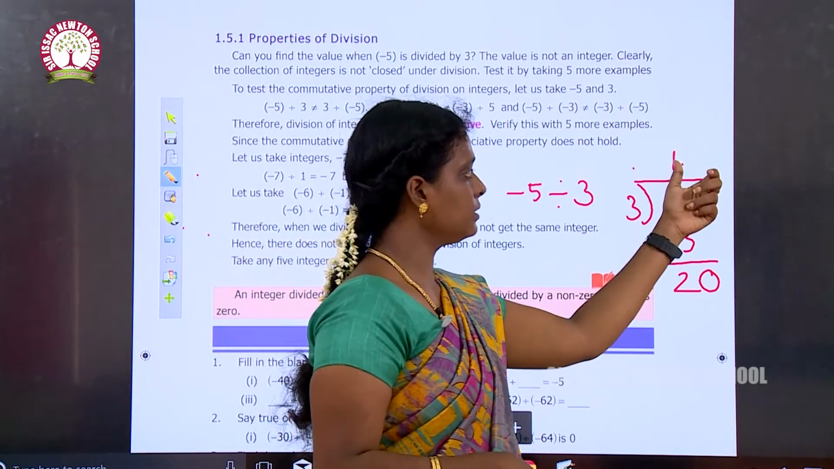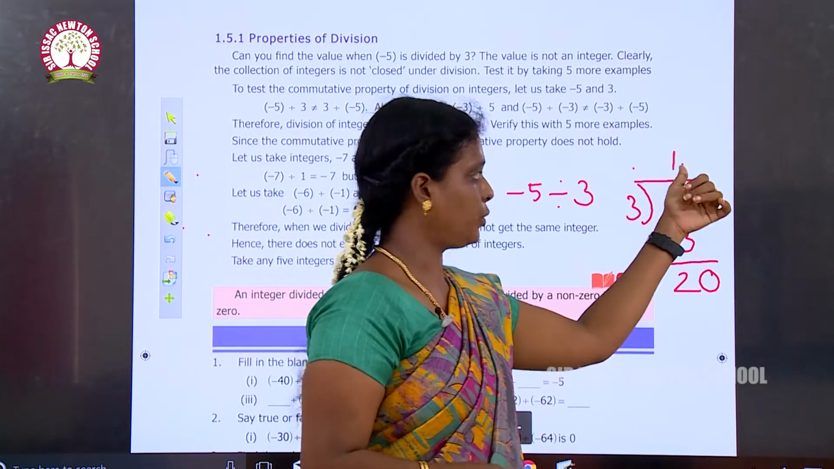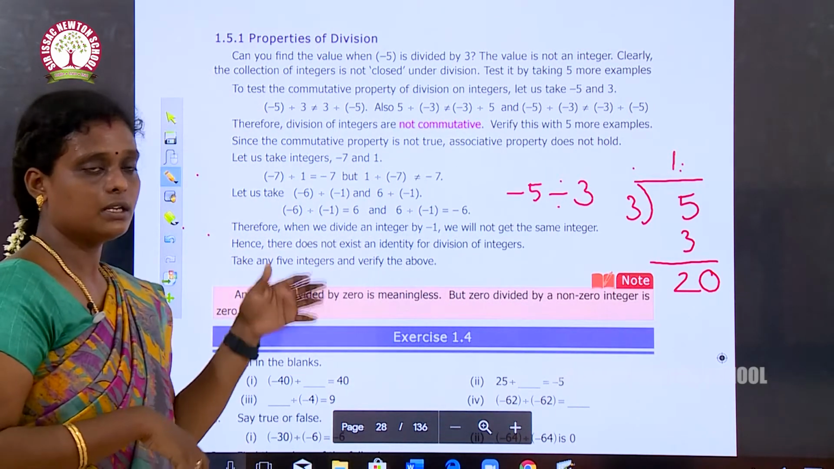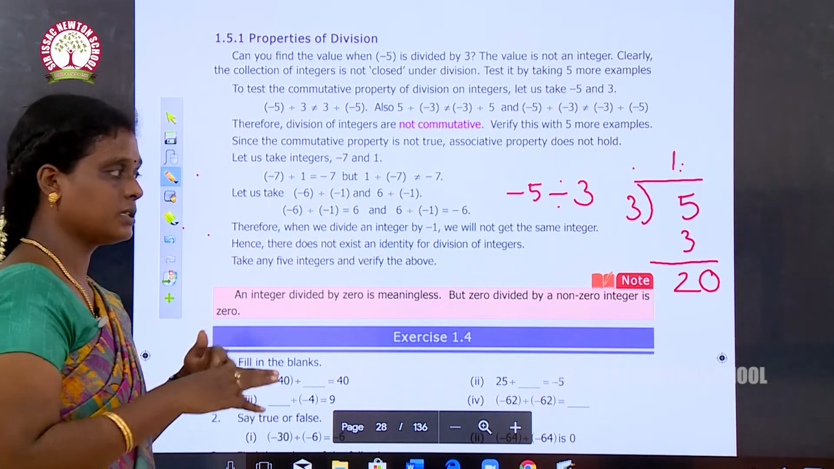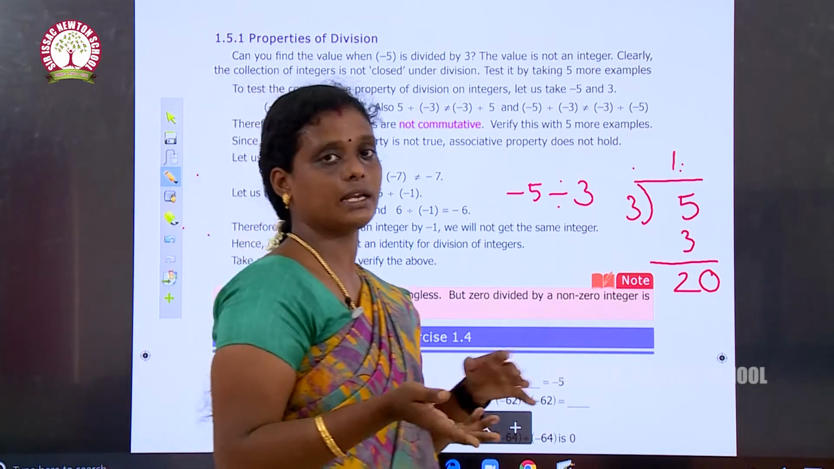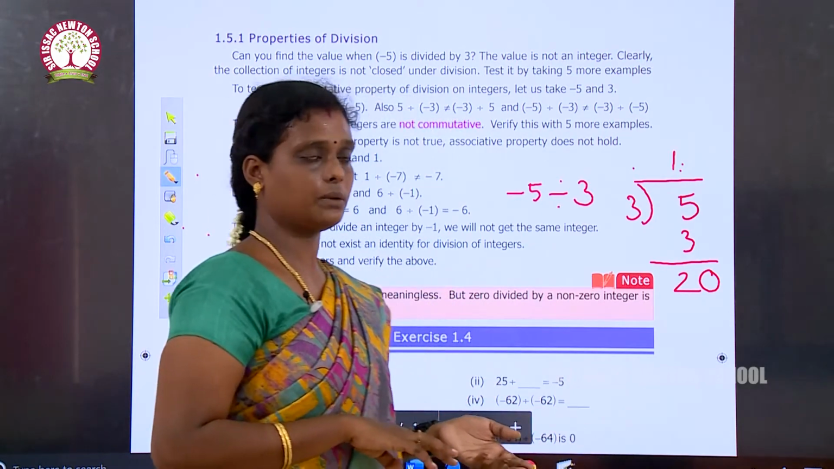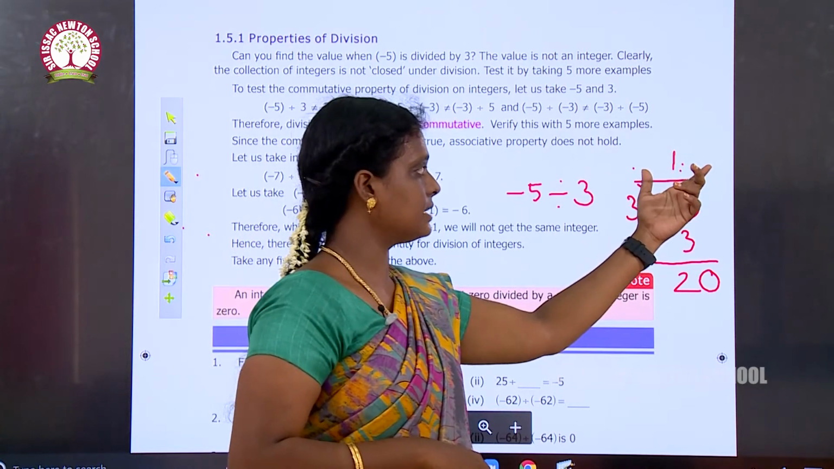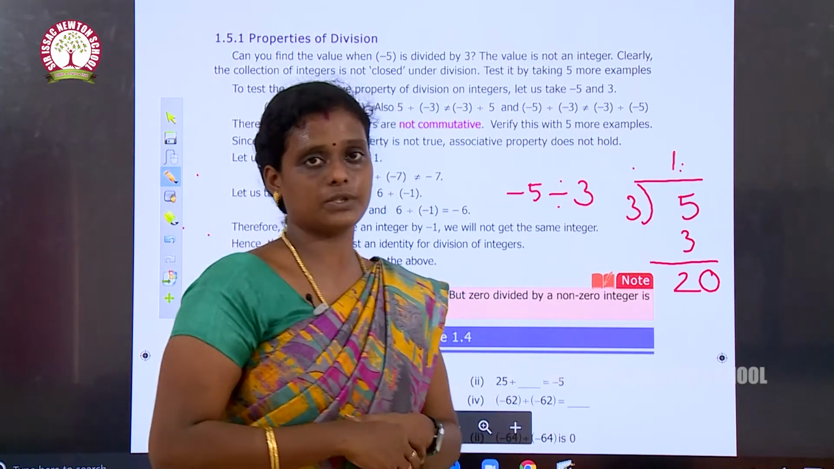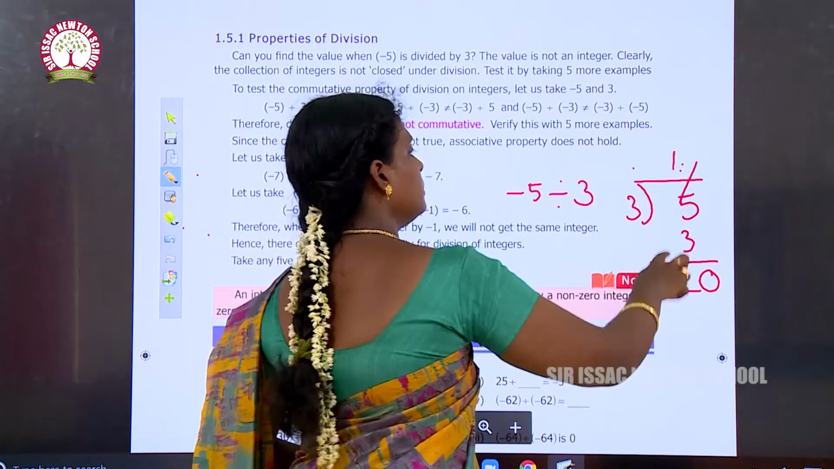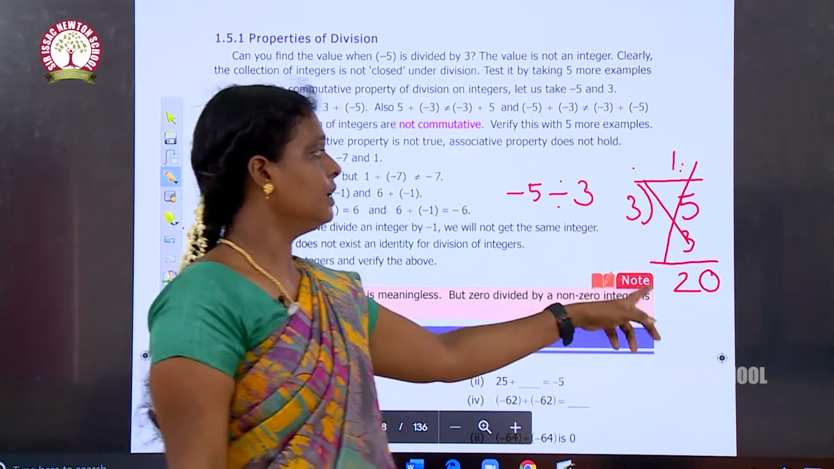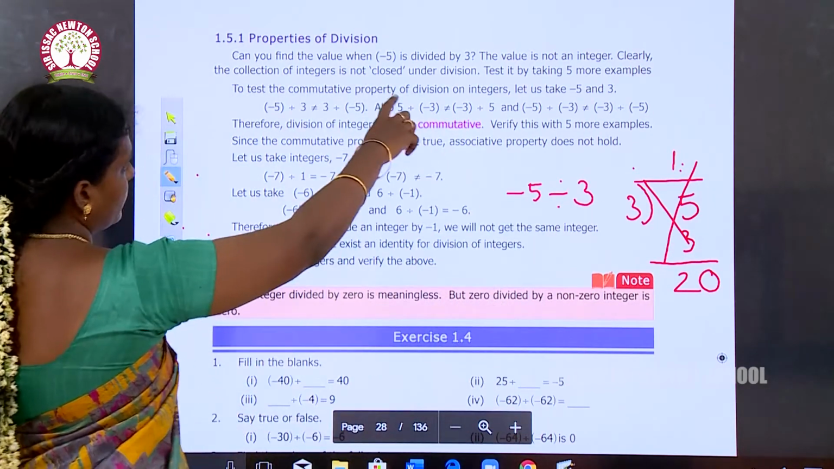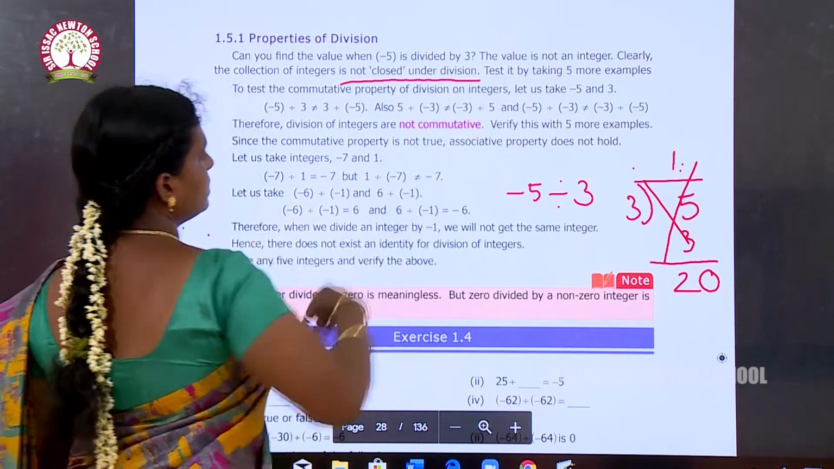But a number with a decimal point will not be an integer. Integers mean whole numbers, which include 0, the positive numbers and the negative numbers, but not decimal numbers. We cannot say integers are decimal numbers. So we cannot find an integer for this sum, right? So the property is not closed under division.